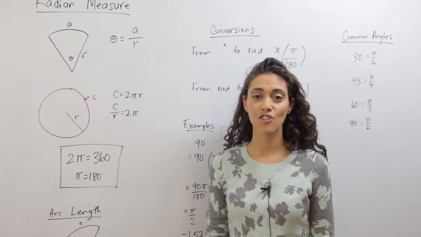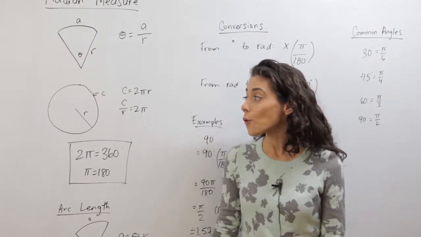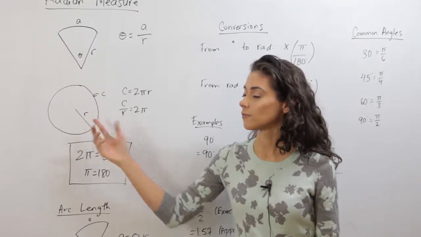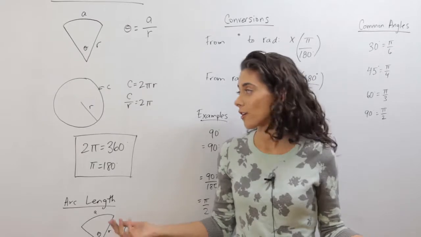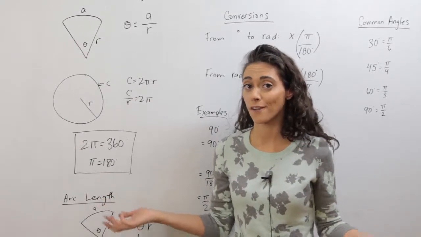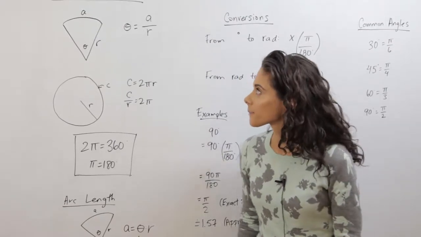So radian measure is just a different way of measuring angles. Up until now, you've been using degrees, and you've been told that all the angles inside of a circle make 360 degrees in total. But 360 degrees is totally arbitrary. Somebody just made it up a long time ago. Why not 100? Why not 1,000? This way is a really convenient way of measuring angles.